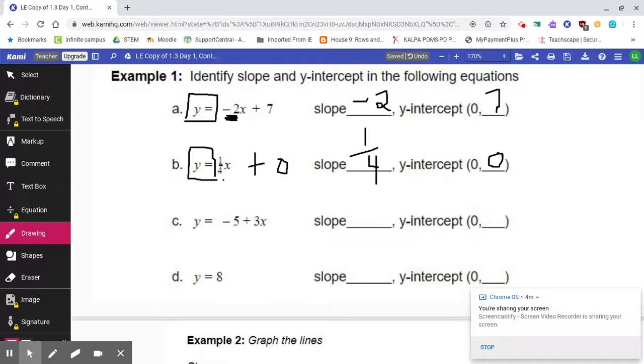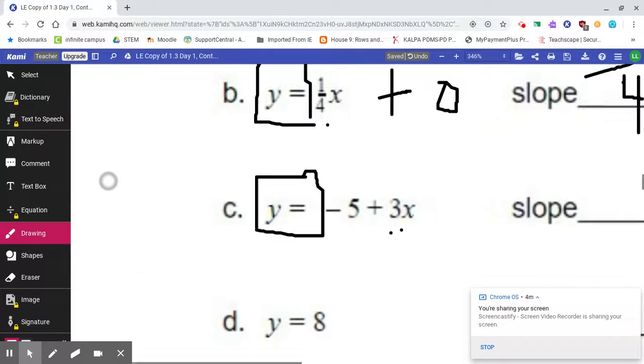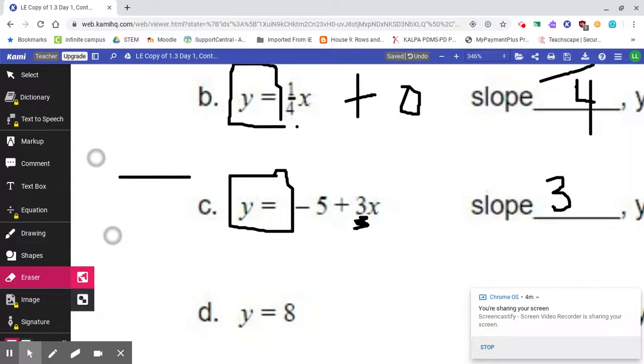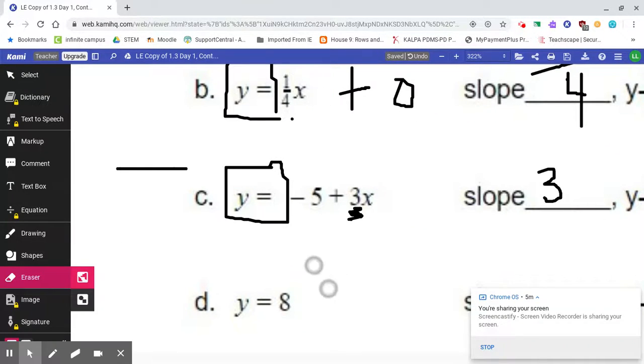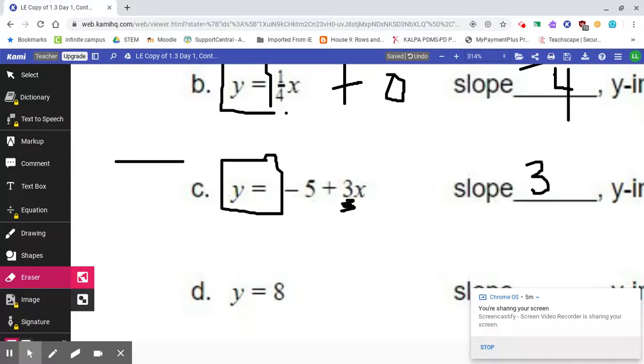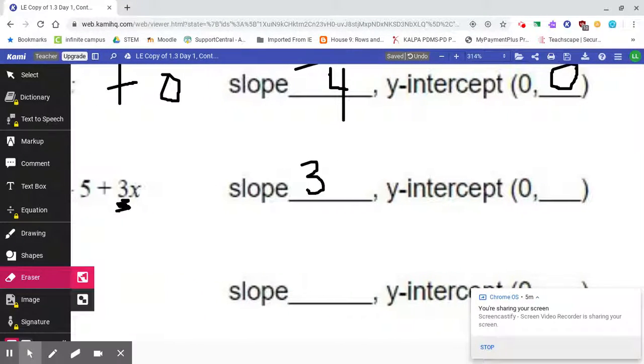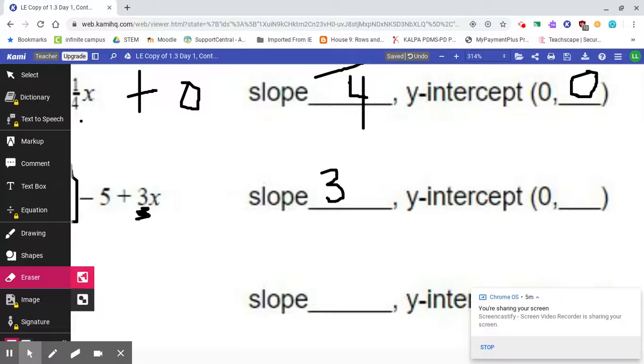All right, y equals again. Be careful here. I see my x is here, so the number in front of that x is actually not that -5 at all. It is that 3 right there. I don't know why it's not letting me underline. There you go. So my slope is 3. And that leaves that -5 as my y-intercept. I'm trying to slide over here. The y-intercept in this one was -5.